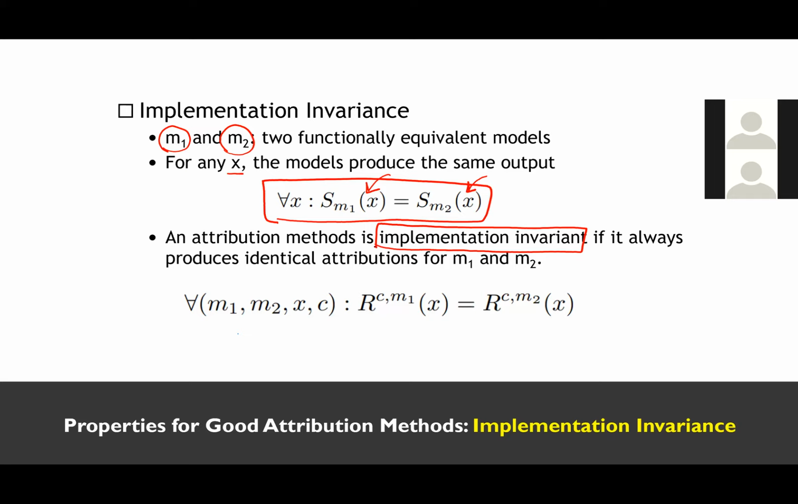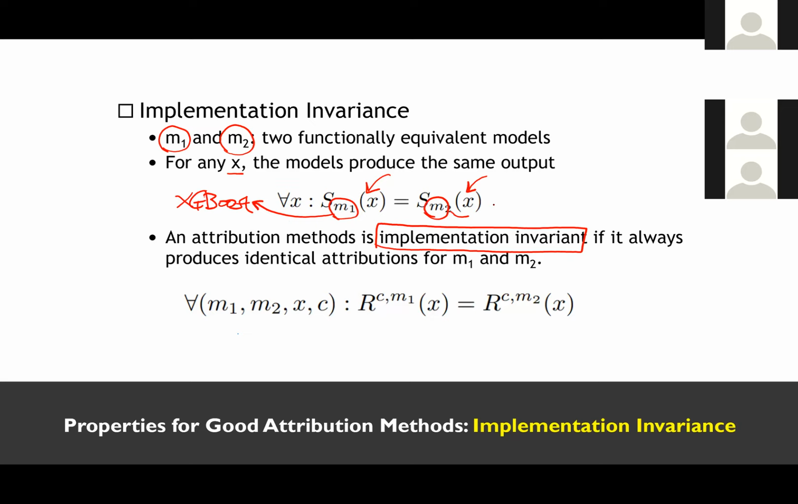For example, suppose that M1 is XGBoost and M2 is a deep neural network. Then we have an attribution method which we can apply to the XGBoost and also to the DNN. The attribution that we compute from the XGBoost and the DNN is always identical for any input and any class, whenever those outputs are the same. That is only possible for a model-agnostic method. But this is actually hard to achieve.